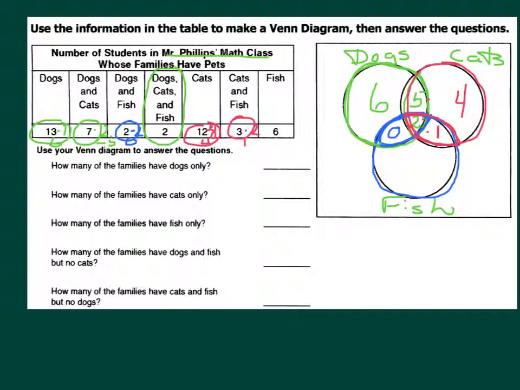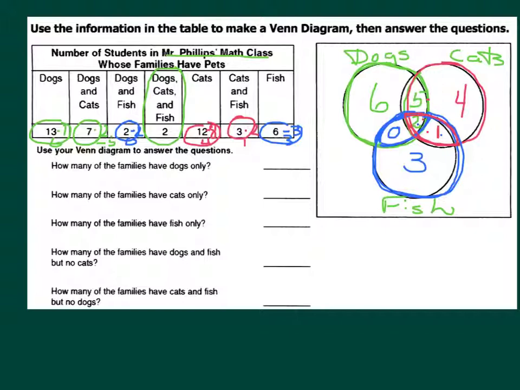All right, let's take a look at the fish. So here's the blue fish circle. Right now we have 0 plus 2 plus 1 gives us 3 people in the fish circle. We know we need 6 altogether, so take away those 3. So we need to put 3 more in the circle. Once you have your Venn diagram made, now you can answer the questions.